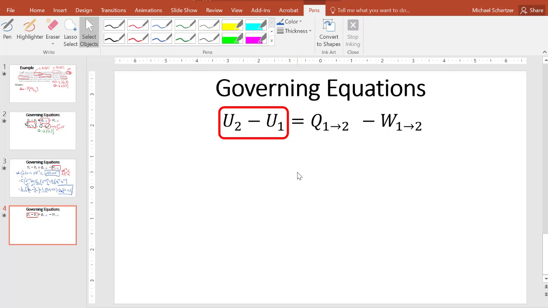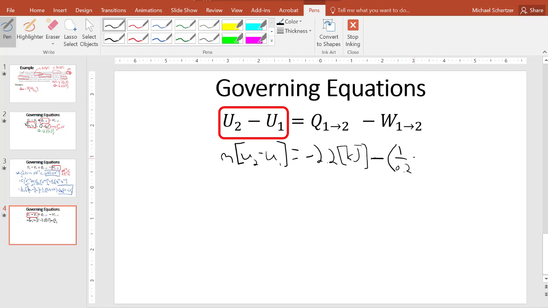So here I can go, this is going to be equal to, so first I know that this delta U is m times U2 minus U1. My Q is negative 2.2 kilojoules. And my work is going to be 1 divided by 0.2 times P1 V1 minus P2 V2.